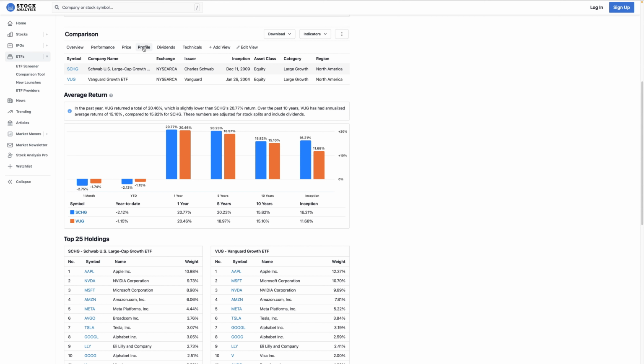Now, if we look at the profiles, we can see when their inception dates were. Vanguard has the edge on this. It's been around longer, but since the inception, we can see right here, SCHG has outperformed it. Now, if we want to look at the overview, we can see the expense ratios are exactly the same. So this brought up a topic for me to think about, which is the better fund in a long-term view.